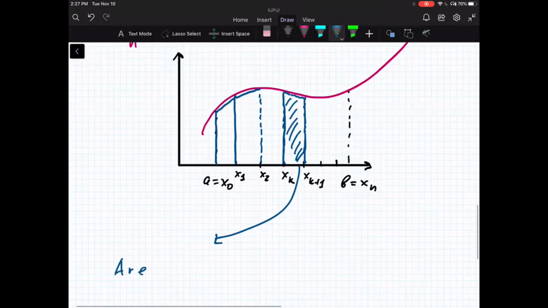As we discussed, the area of this trapezoid is 1/2 times the sum of the sides. So one side is just the value of my function at point xk, while the other side is also a value, but at a different point, which is xk plus 1.